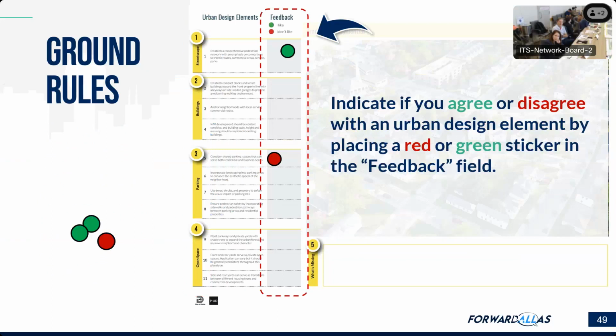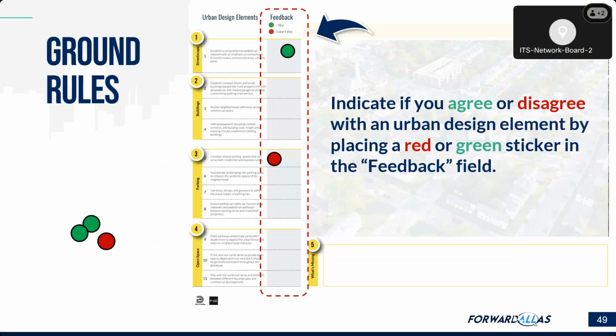So first thing we're going to do as we walk through these boards, you're going to have your red and green stickers. As you read these elements, put a green dot by one that makes sense. If there's one that doesn't make sense or needs changing, put a red dot by that, so we can rapidly see which ones rise to the top, which our team should refine and tweak the language on.